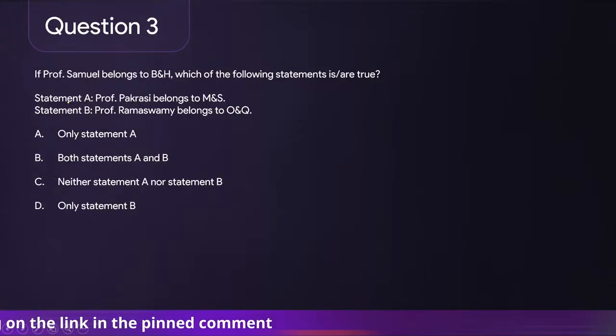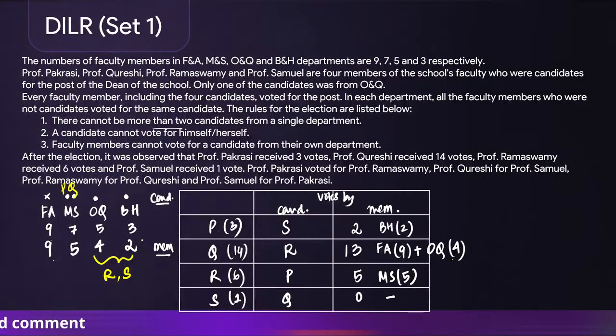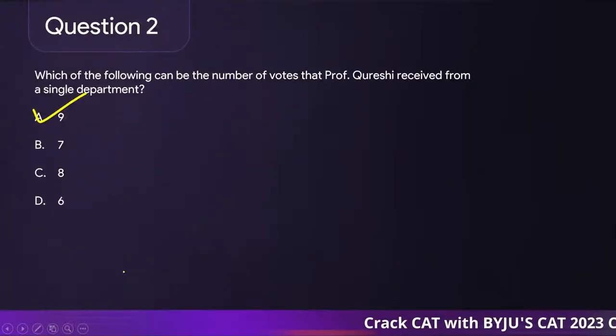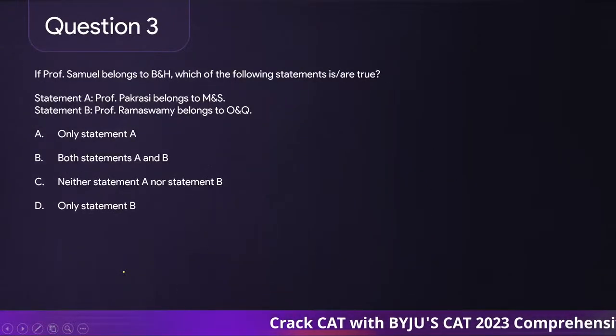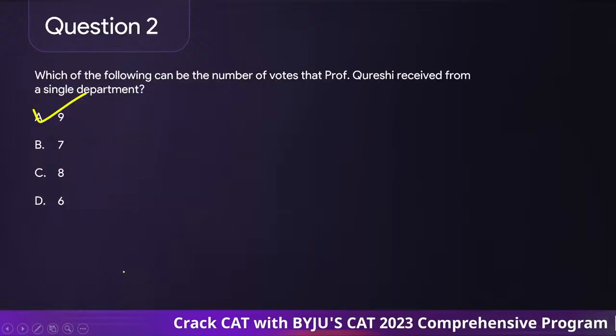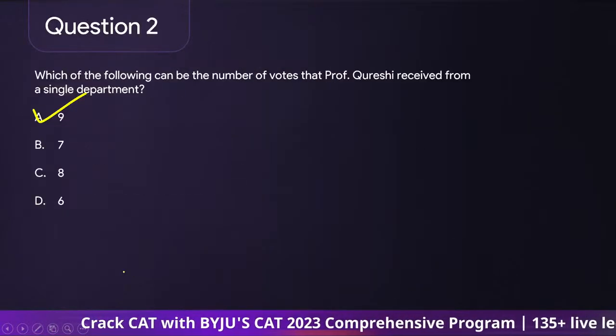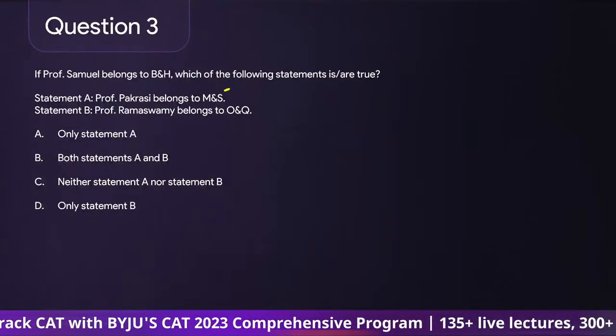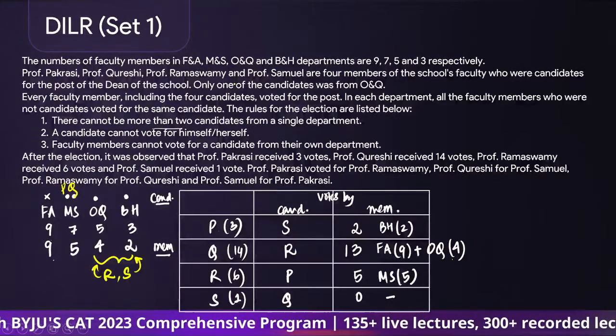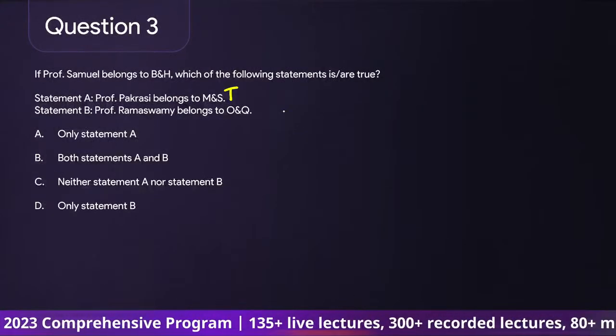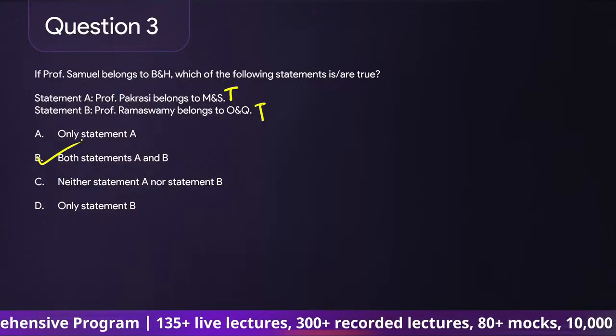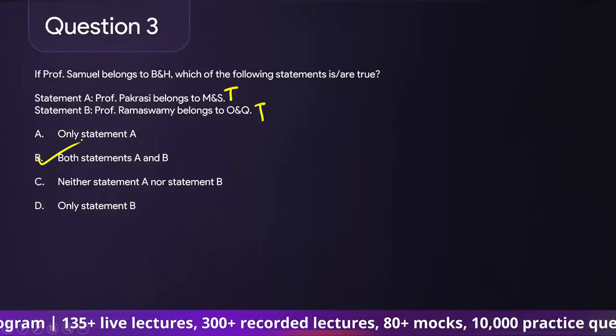Next, if Professor Samuel belongs to B and H, so S belongs to B and H. So if S is here, then R will be in OQ, right? Then which of the following statements is true? P belongs to MS, this is true. And R belongs to OQ, this is also true. So we can say that both statements are true.